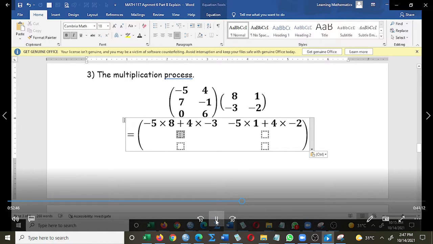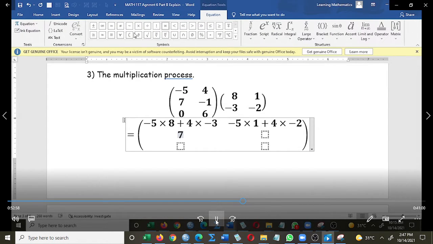Somebody else? So we're on the second row now. 7 times 8. 7 times the 8. Exactly. 7 times 8 plus negative 1 times negative 3. Anybody else? We're still on the second row, but in the second column now. So 7 by 1 and minus 1 by minus 2.